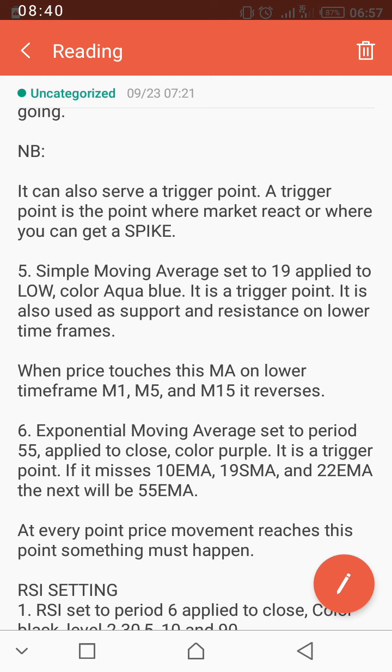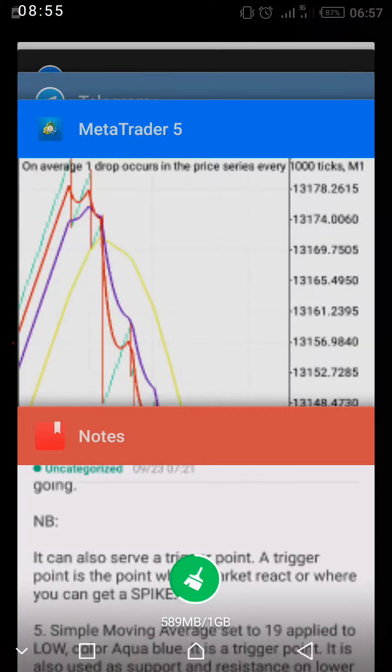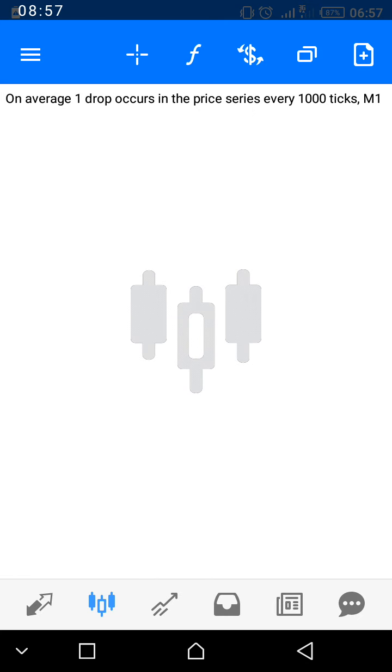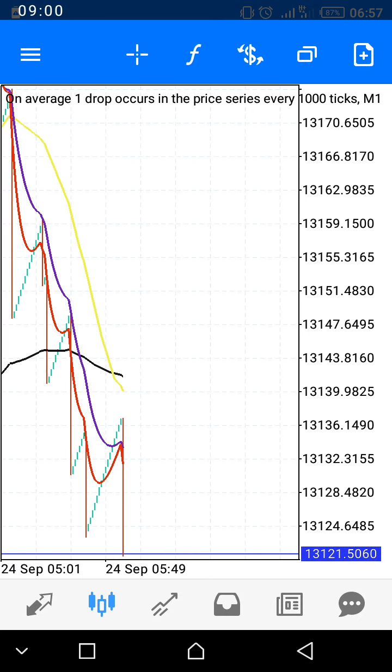Now, it is a trigger point also. It is also used as support and resistance on lower time frames. When price touches this MA on lower time frames, M1, M5, M15, it reverses. So please note that all these instructions are important for you to understand the function of each indicator. So let's add that.